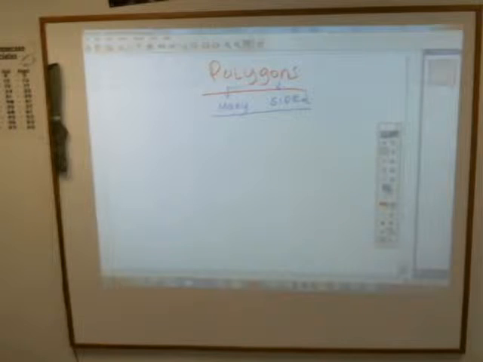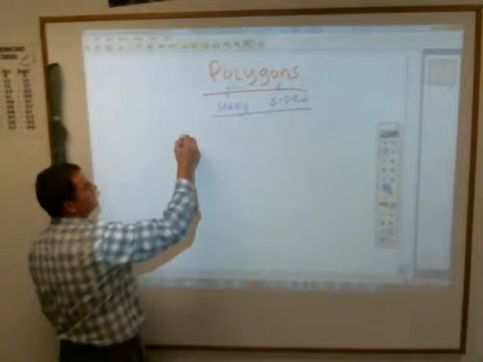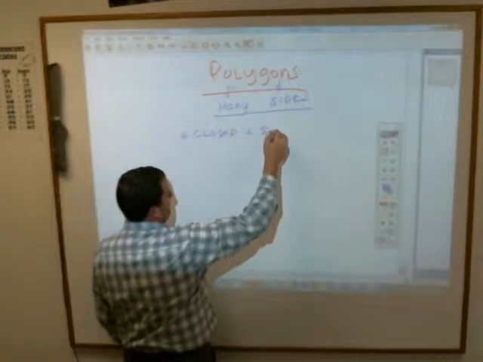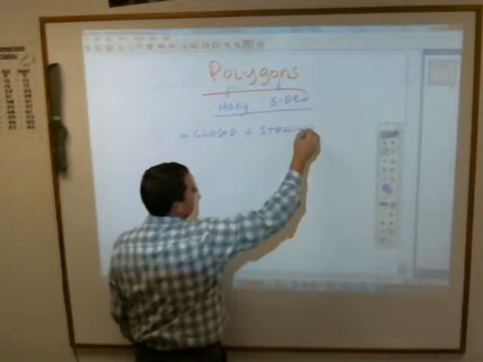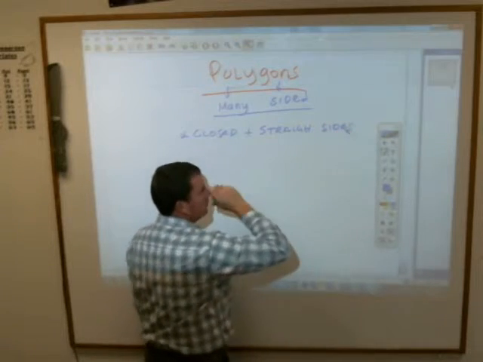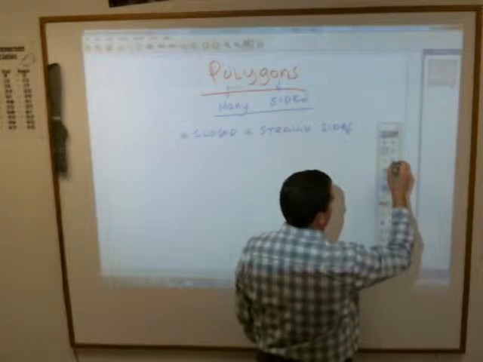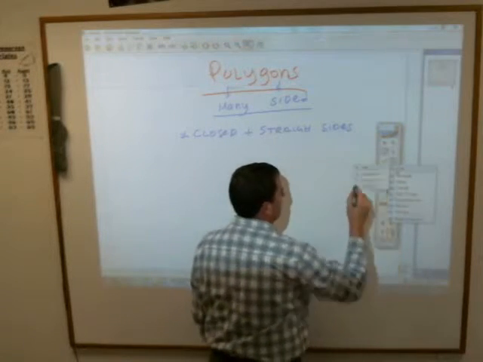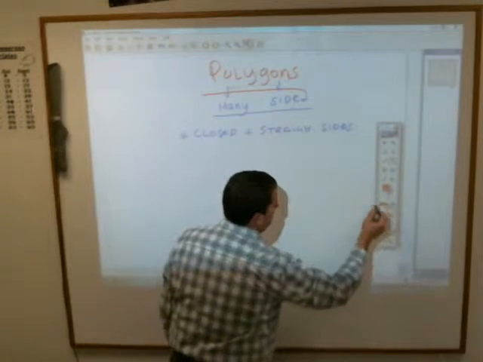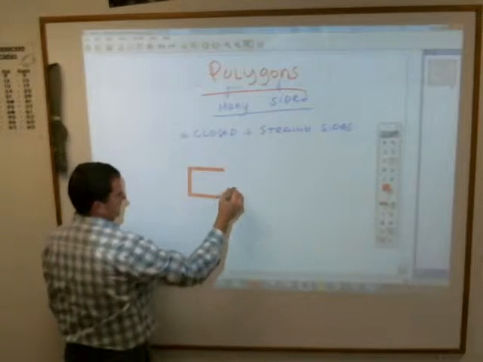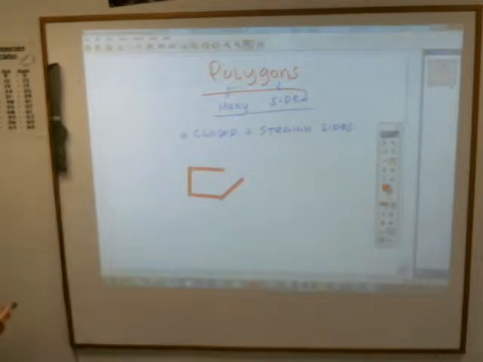Now, two things have to happen for things to be a polygon. They must be closed, and they must have straight sides. They must be closed and have straight sides. By closed, we mean this. Let's say you've got this, this, this, and this. That is made up of all straight lines, but it is not closed.